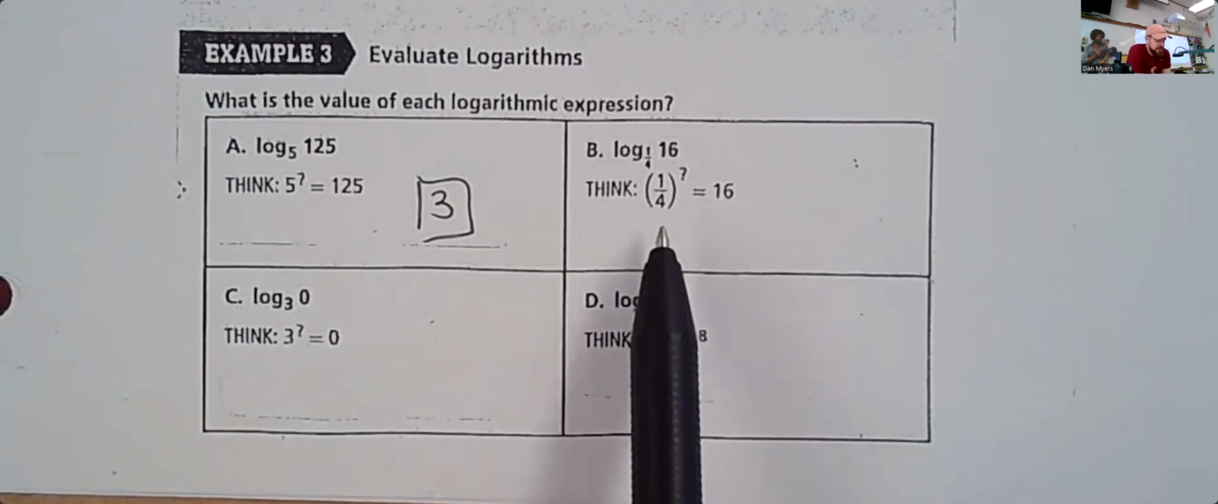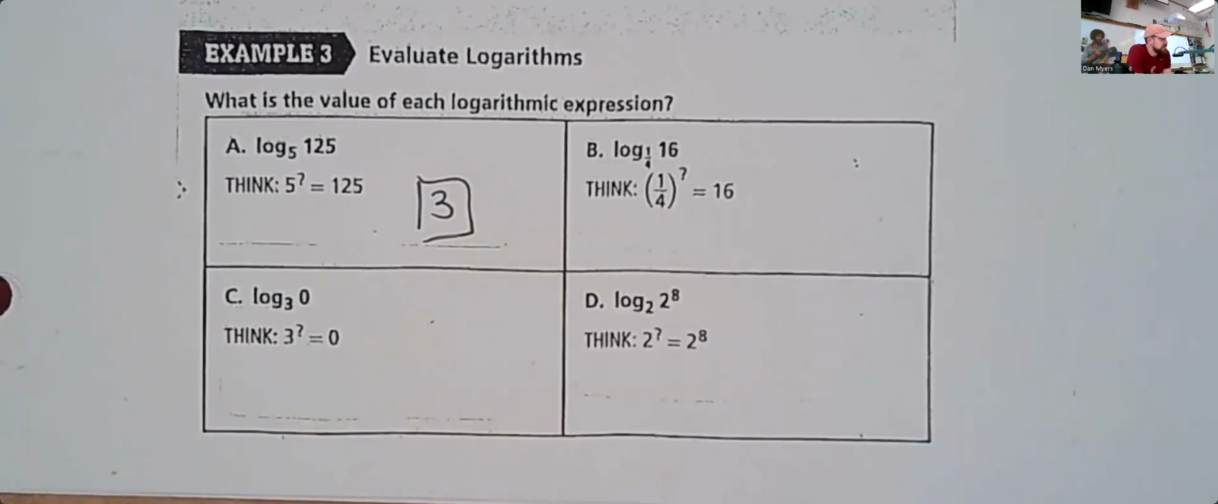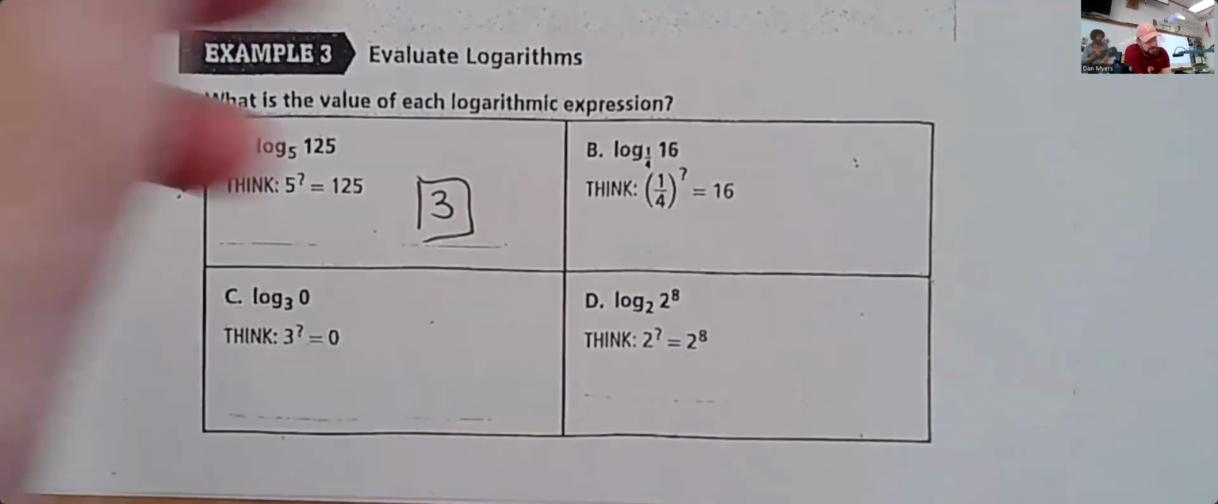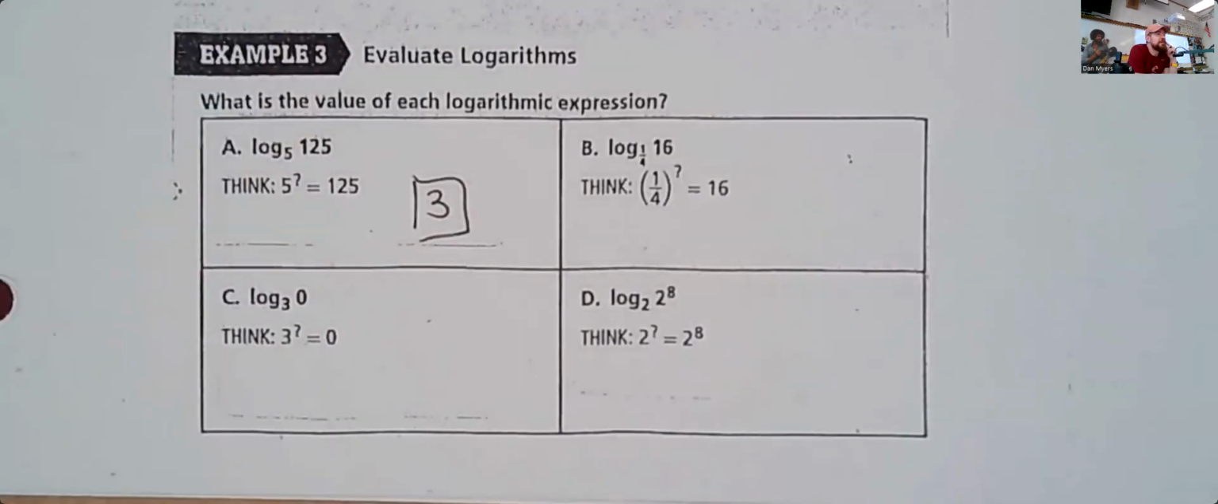For B, here's an interesting question. -2, good. Why is it -2? What's that? Yeah, because when you apply a negative exponent, what does that mean? What's that? It means division, yeah. Because positive exponents are repeated multiplication. Therefore, negative exponents are repeated division.